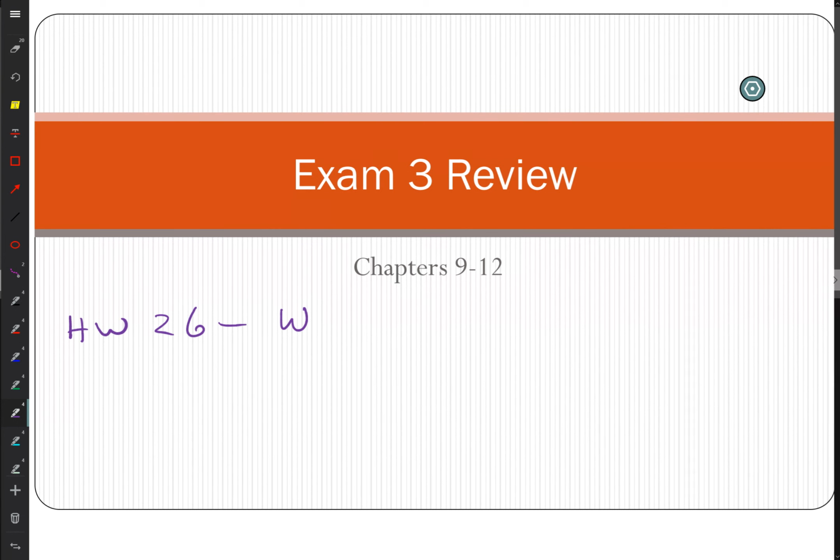The last thing on this page for chapter 9 is making sure you understand the conditions for stable, unstable, and neutral equilibrium. To put it in simple terms, stable equilibrium means if you displace it just a small amount from the equilibrium position, it will come back.